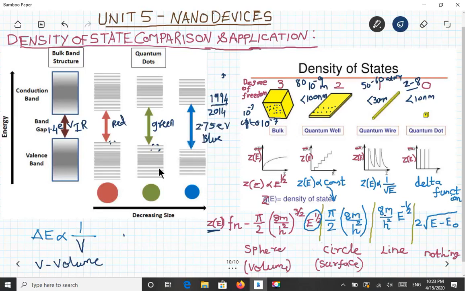So the thing is, when you reduce the dimension of the material, the band gap increases and the number of available energy levels becomes discrete and decreases. If you use 2 atoms to make a device, then your energy levels will also be only 2, so that in each energy level 2 electrons can occupy.